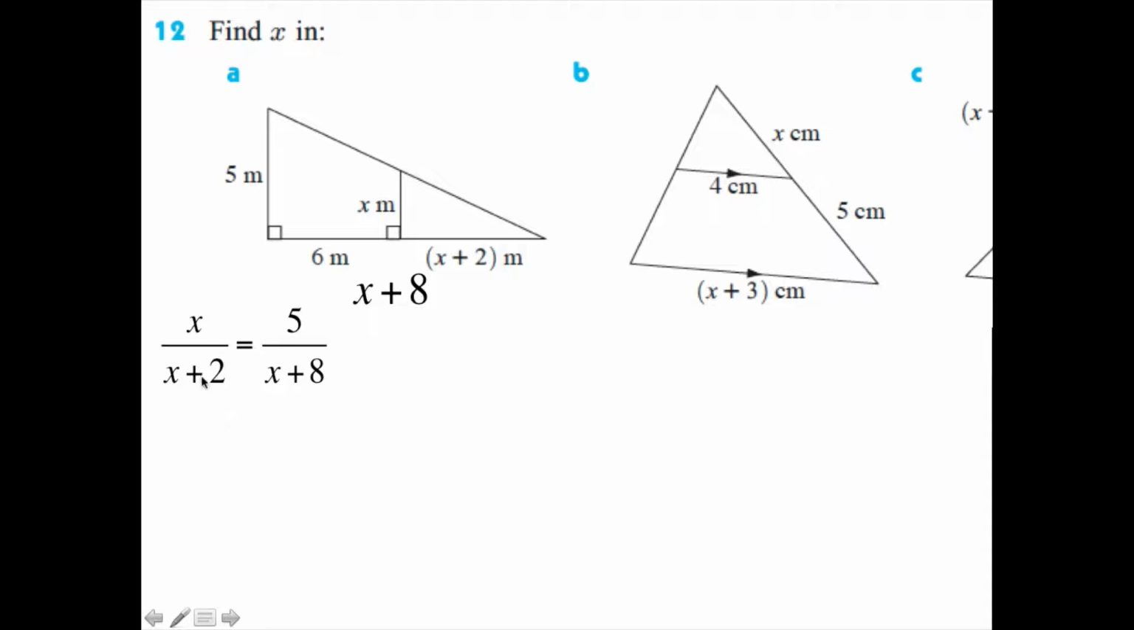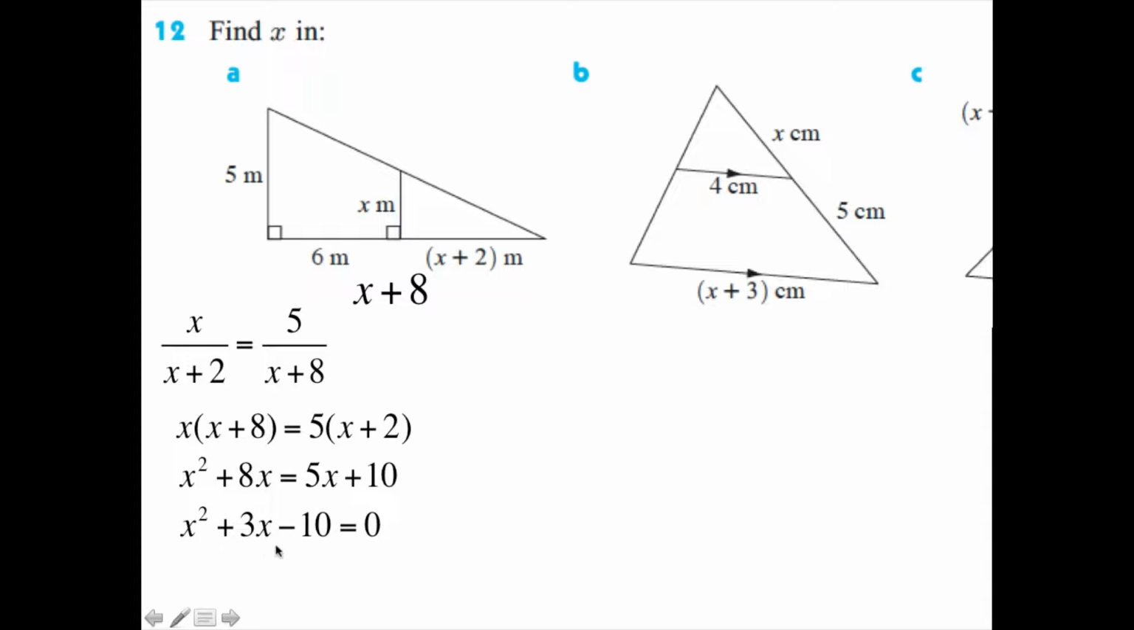This can be solved. I can cross multiply. When I cross multiply, I do x times x plus 8, or 5 times x plus 2. I get this: multiply through, x squared plus 8x equals 5x plus 10. Move everything to one side, and you get this equation equal to 0. Now we can solve. Try factoring first. Yes, it factors: x minus 5, x plus 2. That means our solutions for x are 5 and negative 2. But negative 2 is no good because it can't be a negative side. So x equals 5 is the only value that works here.